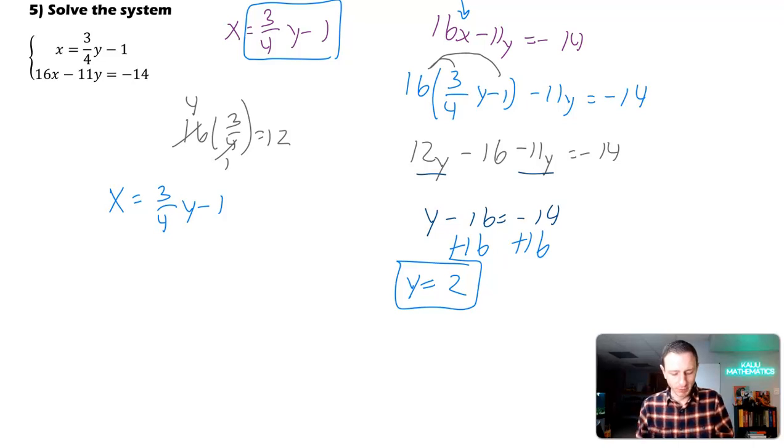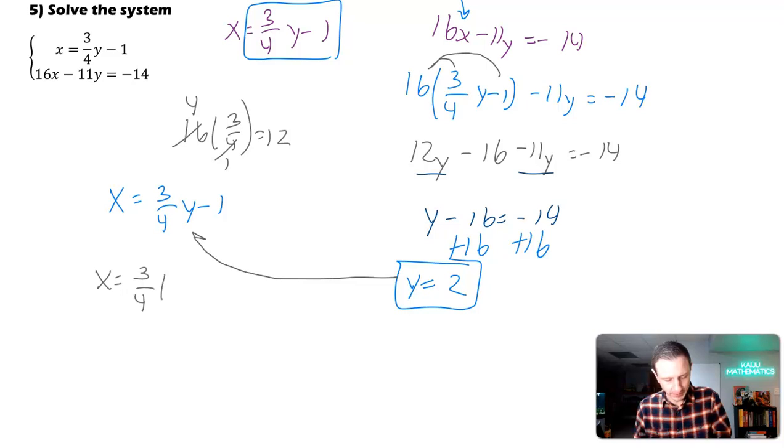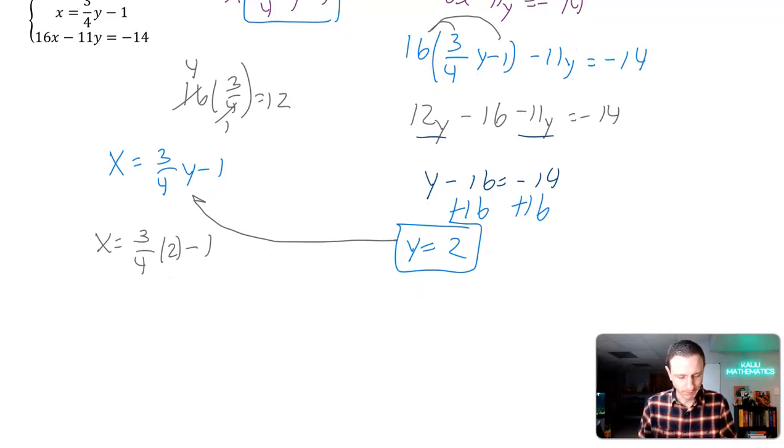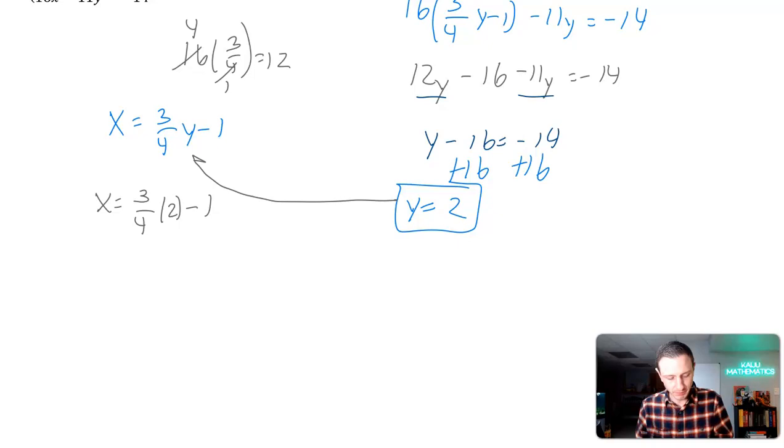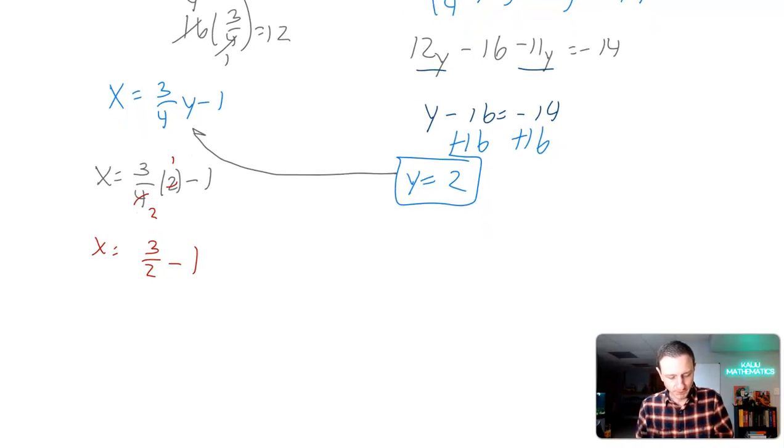Now I'm going to go ahead and substitute it into here. So that will be x equals 3 over 4 times 2 minus 1. And unfortunately, we do have to deal with some messy fractions here because 2 over 4 is going to simplify down to 1/2. So x equals 3/2 minus 1. So that would just be over 2. So 3 over 2 minus 2 over 2 is going to be 1/2. So 3/2 minus 1 is 1/2. So x equals 1/2, giving us the ordered pair 1/2, 2.